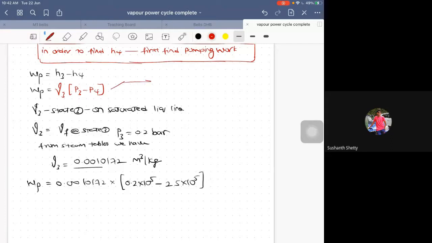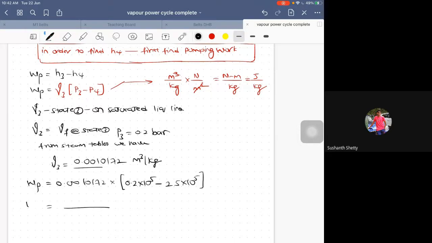Okay, we'll just do it. V3 would be in meter cube per kg, cross pressure in Newton per meter square. So meter cube gets cancelled, leaving Newton meter per kg. What is Newton meter? It is joules. So joules per kg. Now, whatever value you get would be in kilojoules per kg.